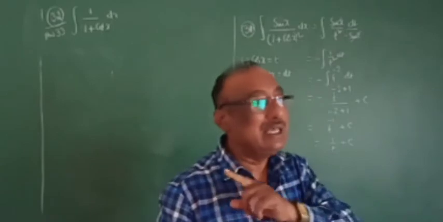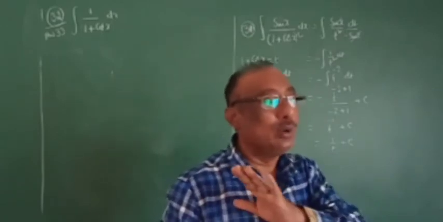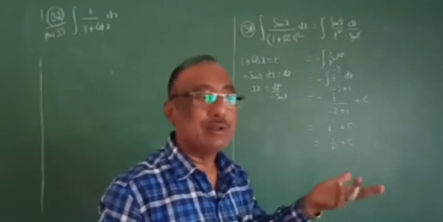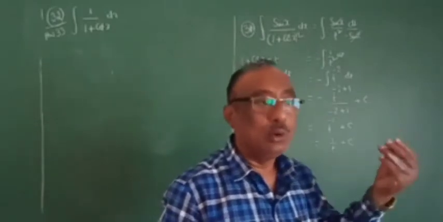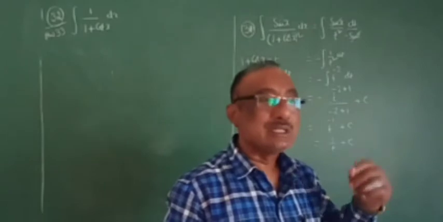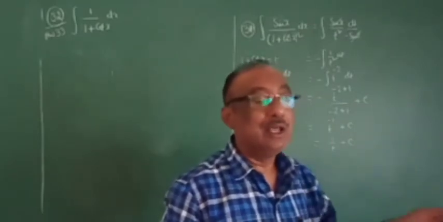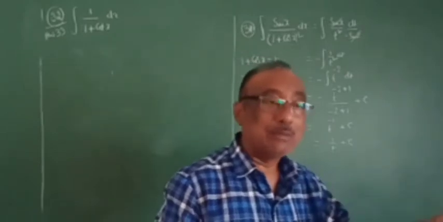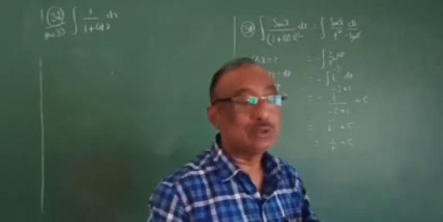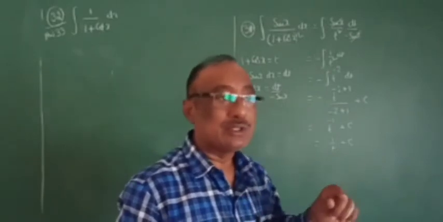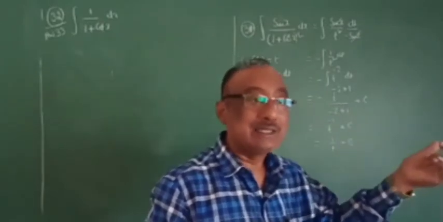But in this problem no derivative part is given. 1 plus cot x derivative is minus cosecant square x. No derivative part. Some members will multiply by minus cosecant square x in the numerator and the denominator. Cosecant square x means 1 plus cot square x. Now let cot x be t.